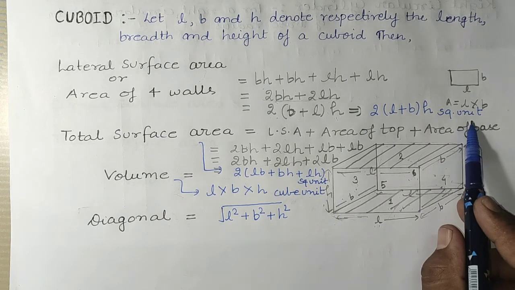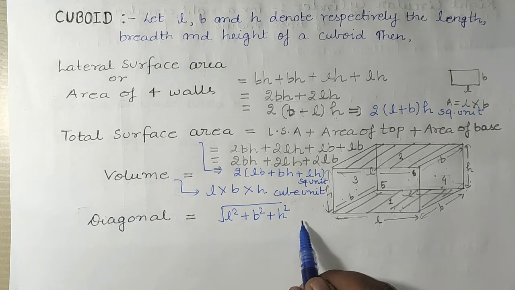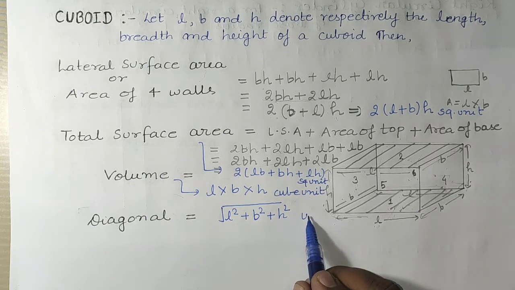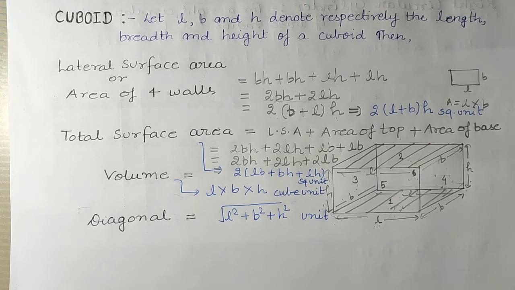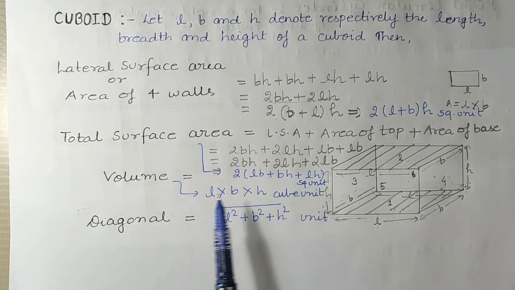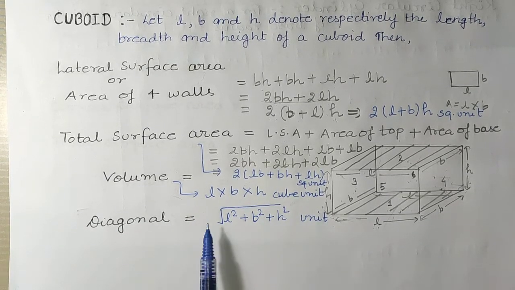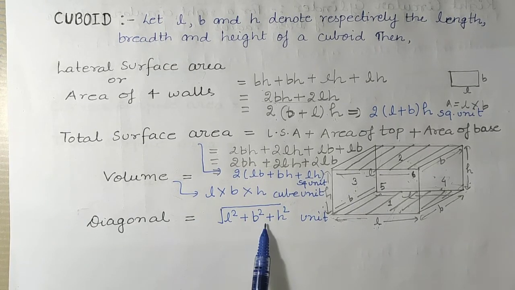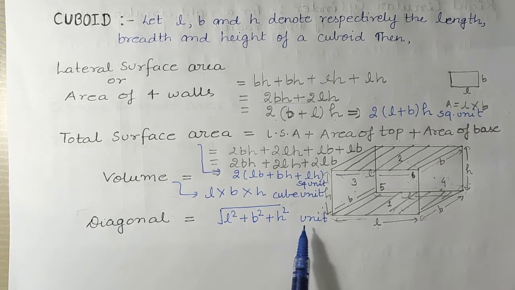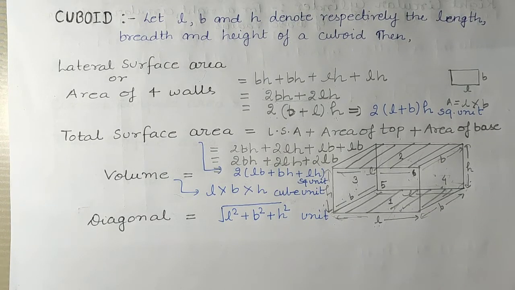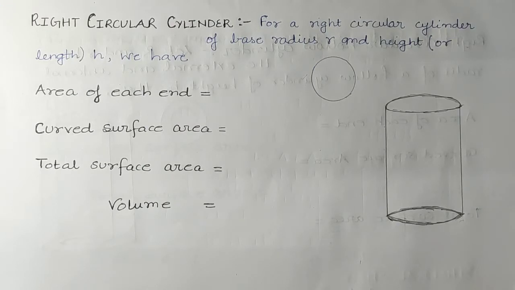Like if all the dimensions are in centimeter, then the volume will be centimeter cube, and area will be centimeter square, and the diagonal will be only in centimeter. So here you will write only unit. So like this we can find lateral surface area as 2 into L plus B into H, total surface area 2 into LB plus BH plus LH, and volume L into B into H, and the diagonal under root L square plus B square plus H square. Now coming to our next solid, that is right circular cylinder.